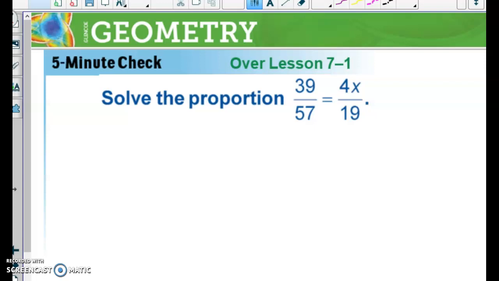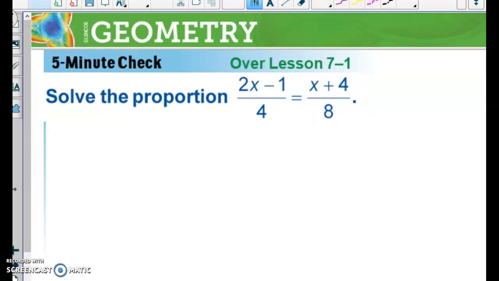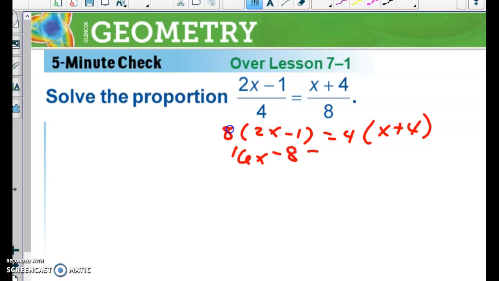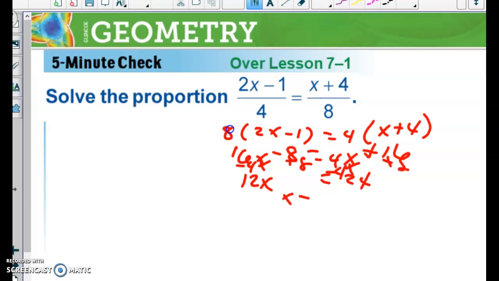Alright. More of the same, just use your calculator. Let's do one of these. If I do the cross products, I get 8 times the quantity of 2x minus 1 equals 4 times the quantity x plus 4. Remember, put it in parentheses because you have to distribute it to both of them. Giving you 16x minus 8 equals 4x plus 16. Subtracting 4x from both sides, I get 12x. Adding 8 to both sides gives me 24, so x equals 2.